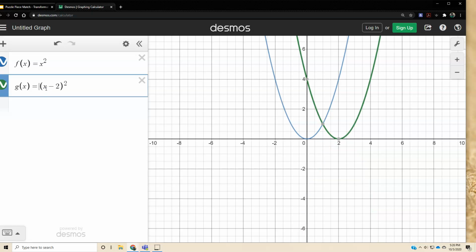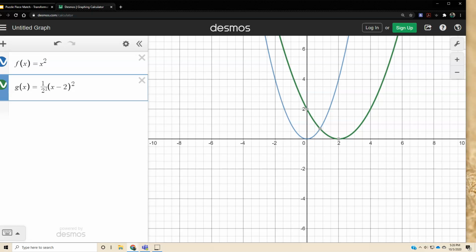Now instead of a negative, it's 1/2. And you notice that something happened to it. And I want you to notice what happened to it. Then you have the plus 2. So the plus 2 is going to shift it to the left 2 units. The 1/2 is going to be a vertical compression. So it's a vertical compression, and then it's going to shift 2 units to the left.